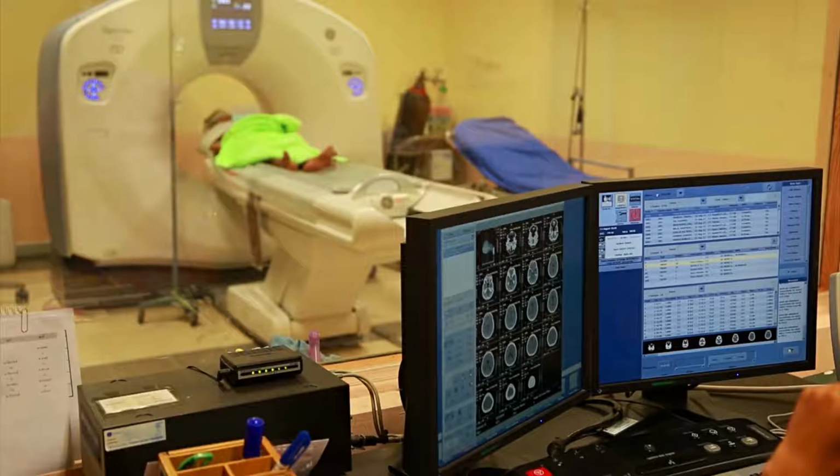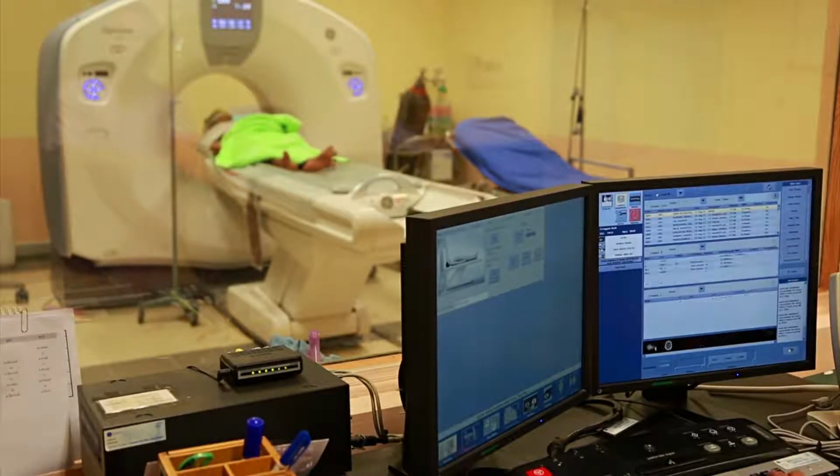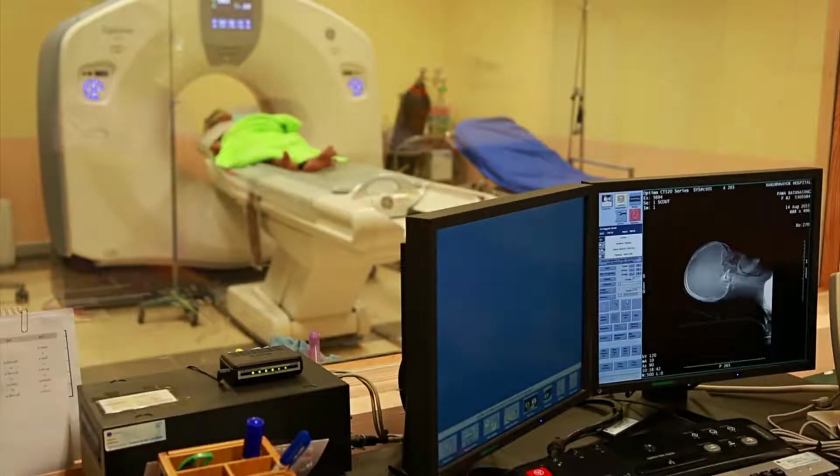It's important to note that CT scans do expose you to radiation, but it's typically a small amount and shouldn't cause you any health problems. If you have an implanted medical device like a pacemaker or metal in your body, however, you should tell your doctor before getting a CT scan.